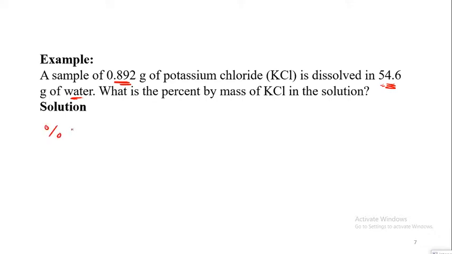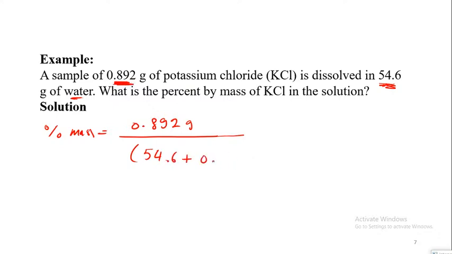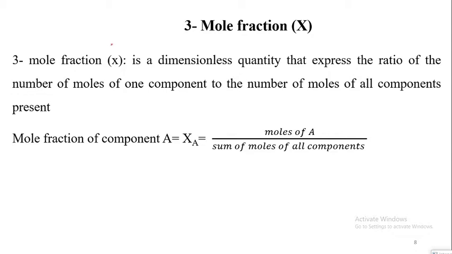So percent by mass would be equal to the mass of the solute, which is 0.892 grams, divided by the mass of the solution, which is equal to 54.6 plus the grams of the potassium chloride dissolved, which is 0.892. All of that should be multiplied by 100, and this is equal to 1.61%. The third way of expressing concentration is by using mole fraction.